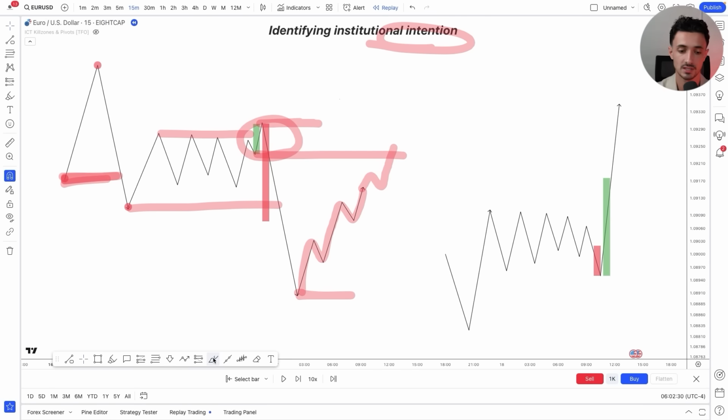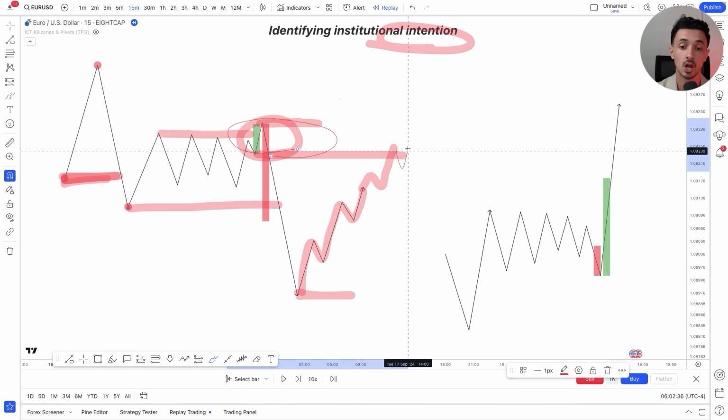So what we do is we want to wait for this institutional area of intention to get mitigated, wait for a lower time frame confirmation. We don't just execute this area.